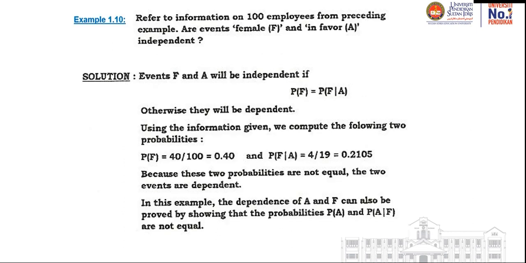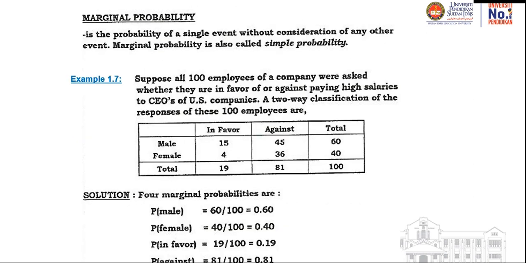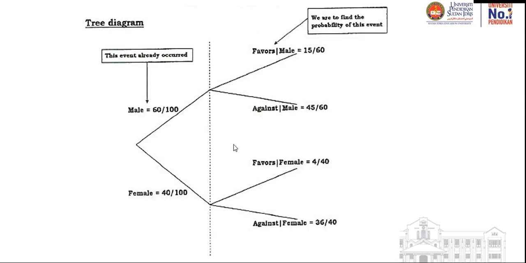Okay, let's look at example 1.10. So refer to the information on 100 employees from the preceding example. Are events F (female) and A (in favor) independent? So you need to refer to the previous example about the 100 employees. Maybe you can check which example it is. I think 1.7. Example 1.7 maybe. Let me check. Yeah, example 1.7 about the 100 employees. So we use the same example to answer example 1.10.